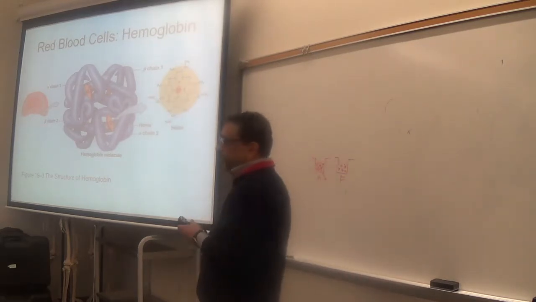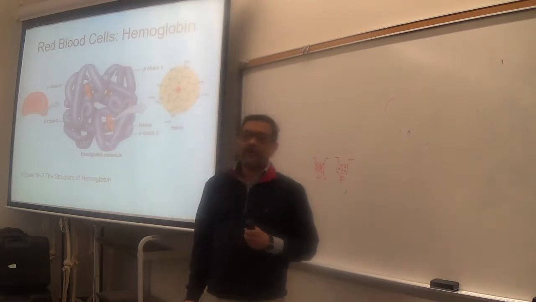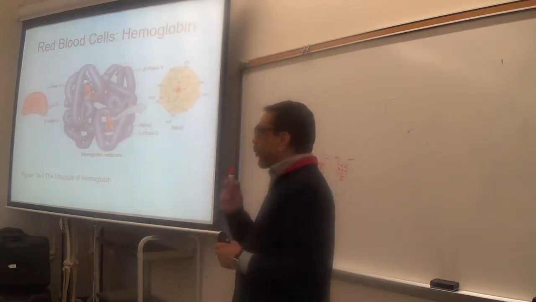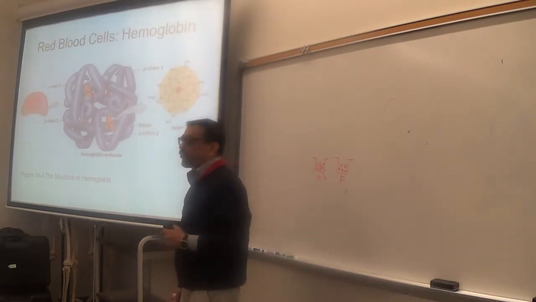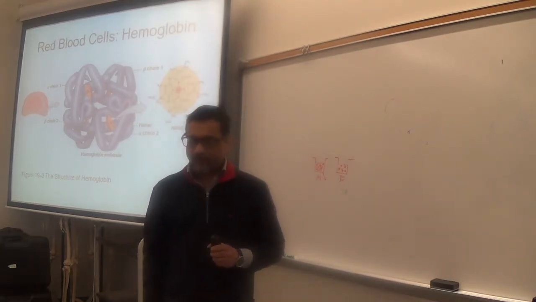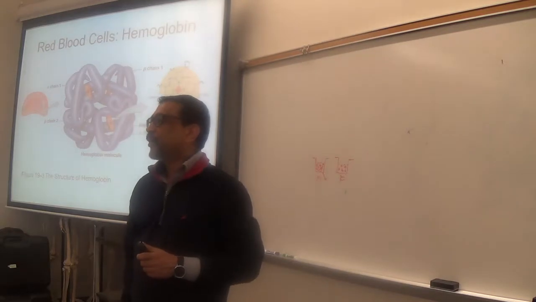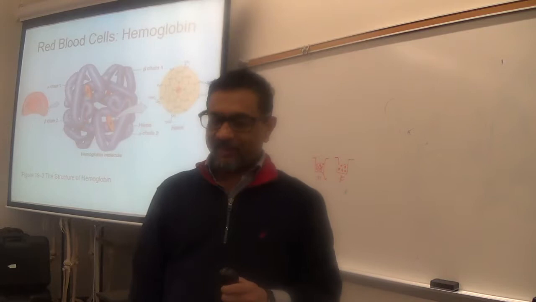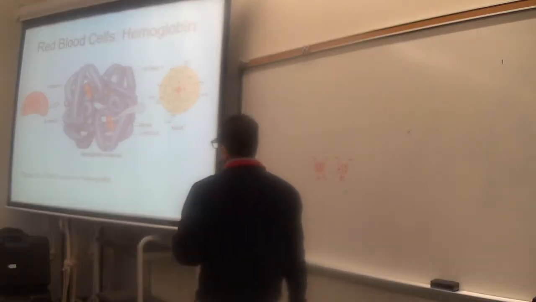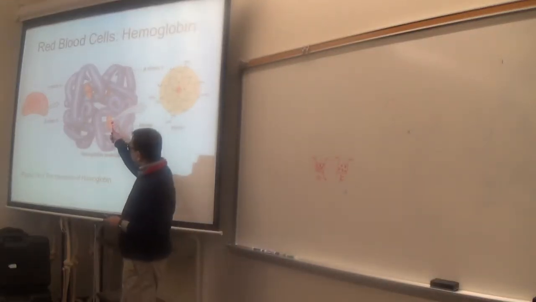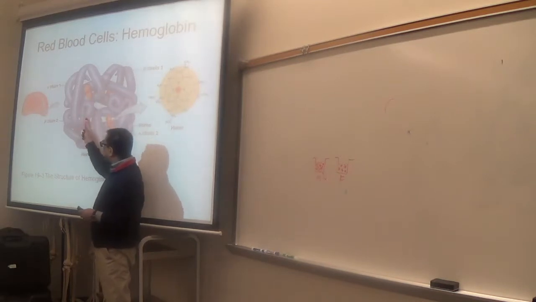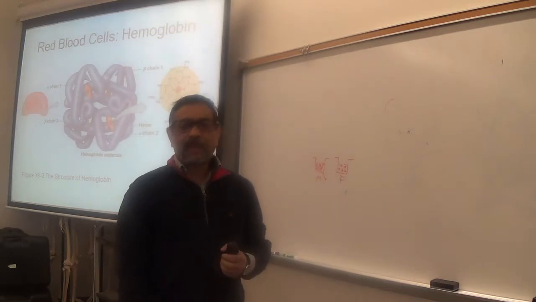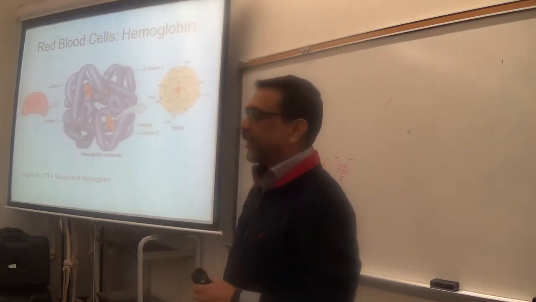Now, the structure of a hemoglobin molecule. In a hemoglobin molecule, you have 4 heme units and 4 globin chains, amino acid chains. So these are heme. How many? 4 heme molecules or units and 4 globin chains.